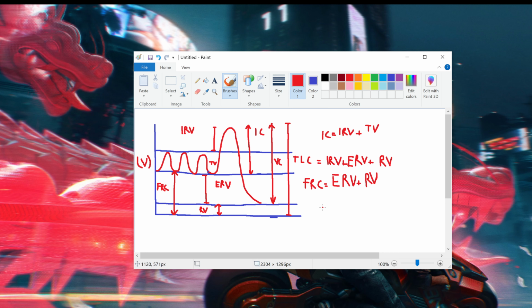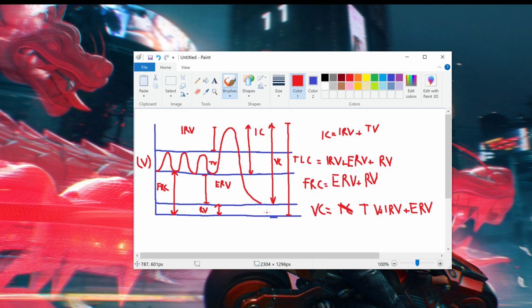Sorry, I didn't write the vital capacity formula. There it is. It's TV plus IRV plus ERV. And that about covers lung volumes and lung capacities.